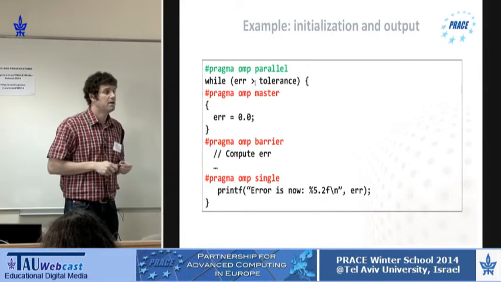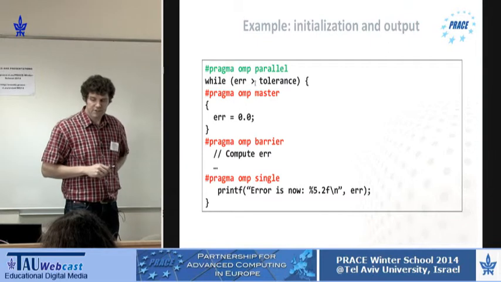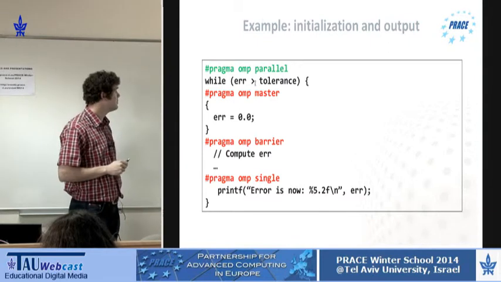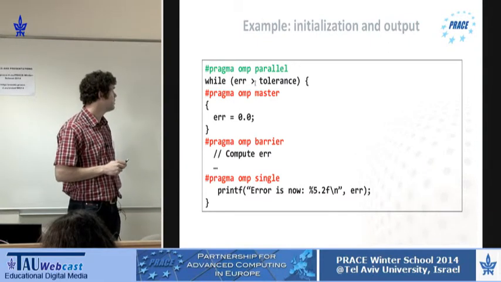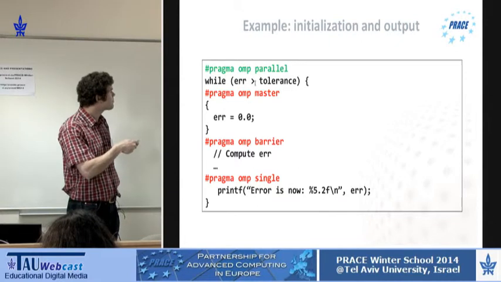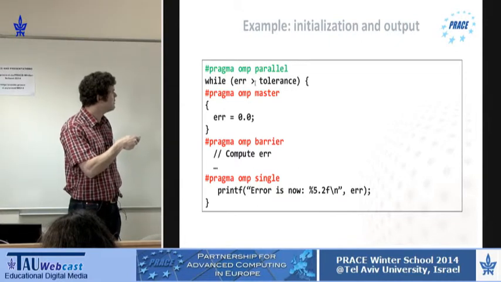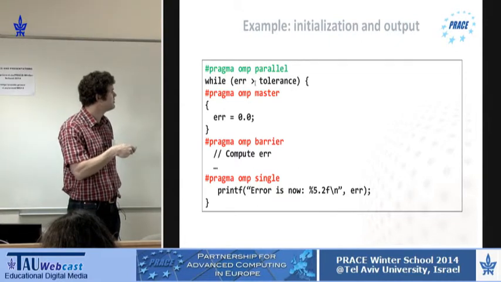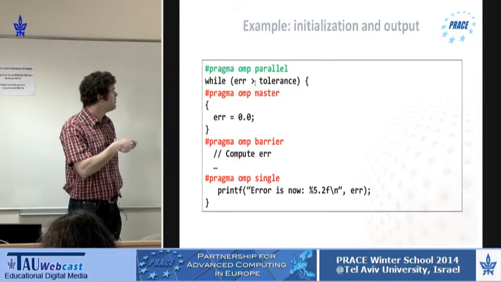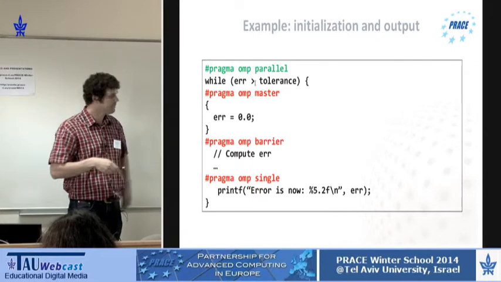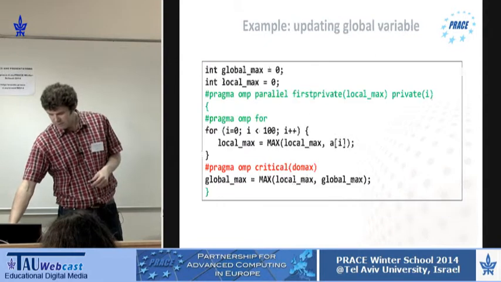Here is an example about using the master and single threads. We might do some initialization here only by the master. Maybe some other initialization by other threads there. Then we do some computation here, and we might want to do output only from a single thread there.